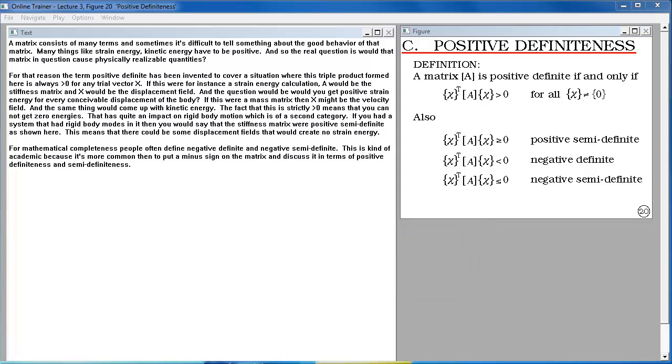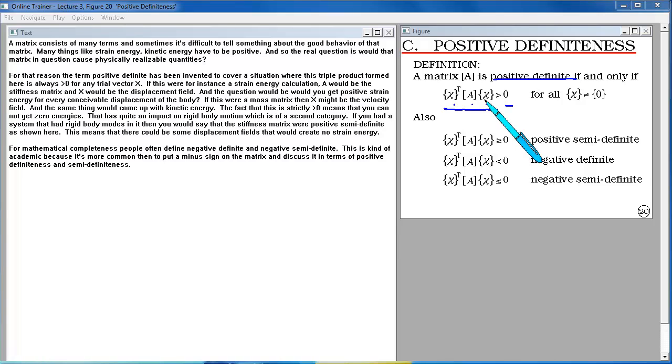For that reason, the term positive definite has been invented to cover a situation where this triple product formed here is always greater than 0 for any trial vector x. If this were, for instance, a strain energy calculation, A would be the stiffness matrix and x would be the displacement field. And the question would be, would you get positive strain energy for every conceivable displacement of the body?